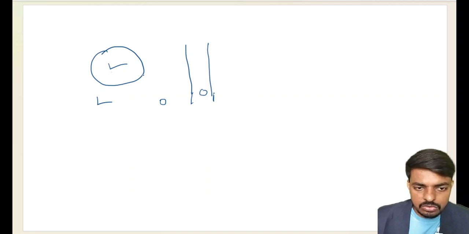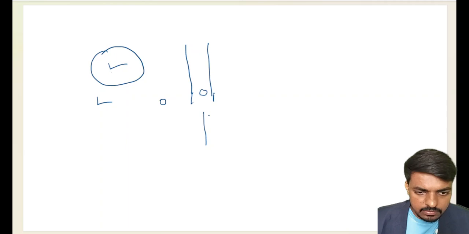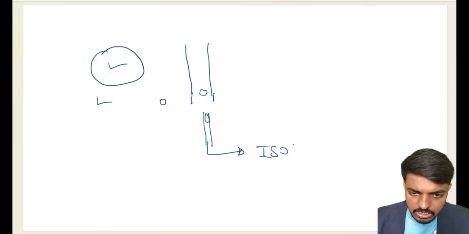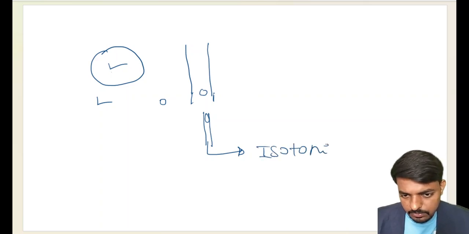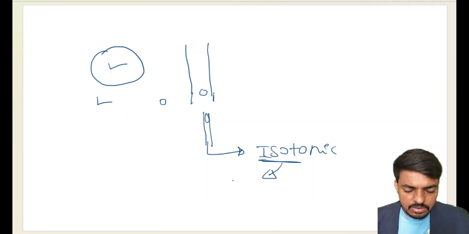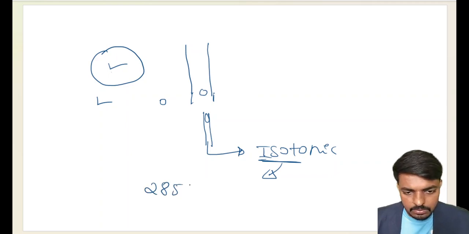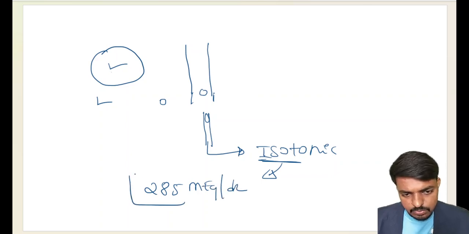Okay, so I am putting this IV cannula here in this vein, and through this IV cannula I am giving the isotonic solution. What is the isotonic solution? Iso means similar to the plasma osmolality. What is the normal plasma osmolality? 285 milliequivalent per deciliter is the normal plasma osmolarity.